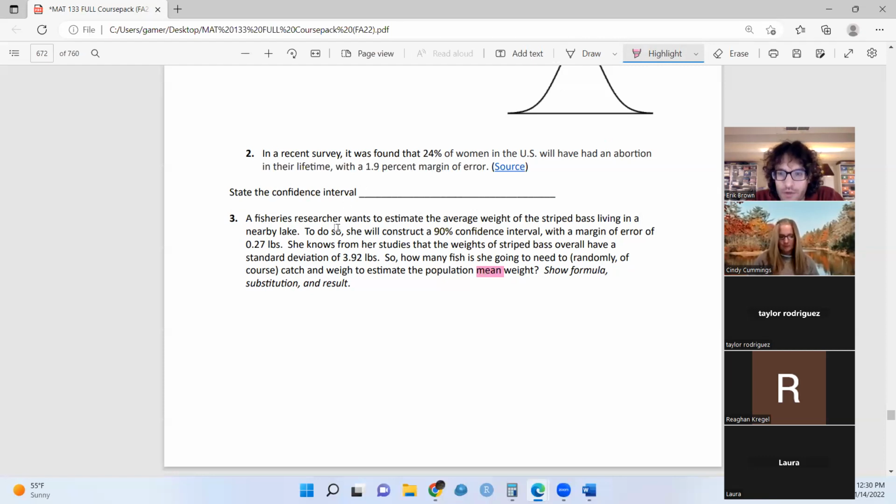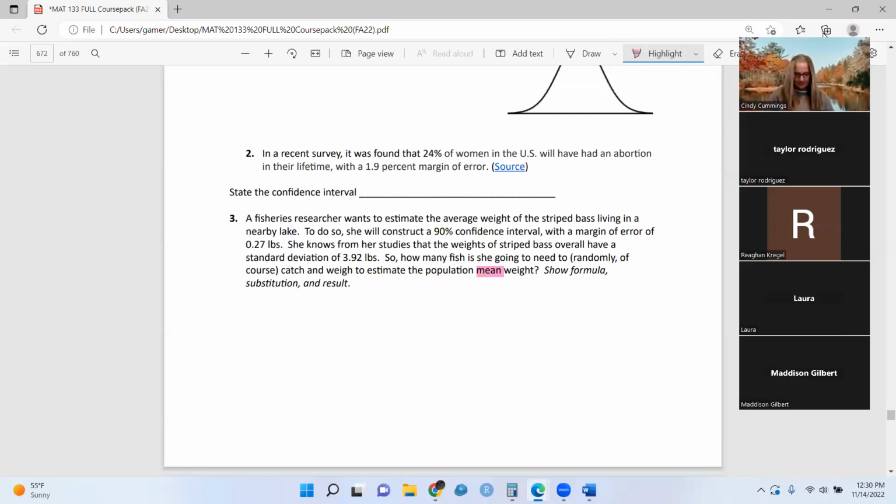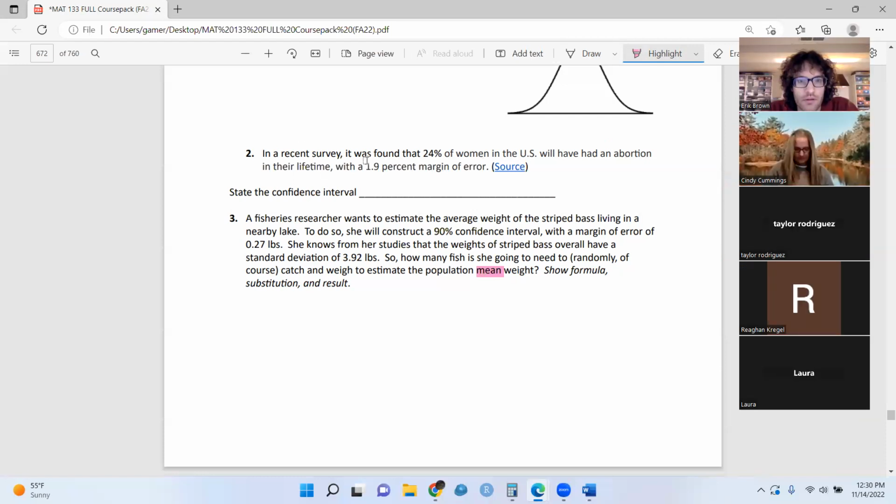So, did you all do number 3? Should we talk about number 3 or do we need to come back? I did number 2. Okay, Laura, tell us what you did with number 2, please. I did the 0.24, and then I did, in parentheses, 0.306 divided by 1.9 squared.